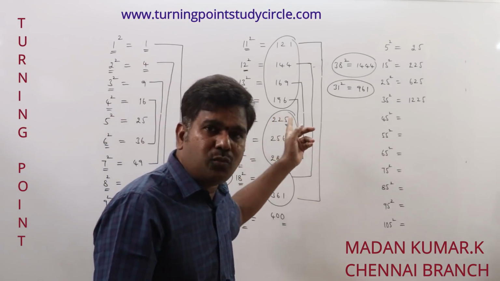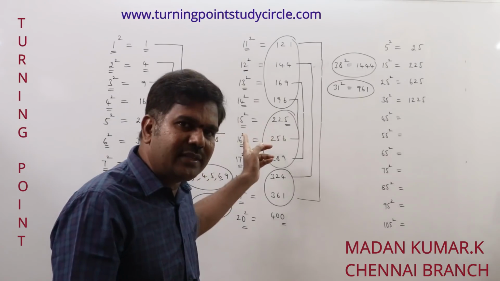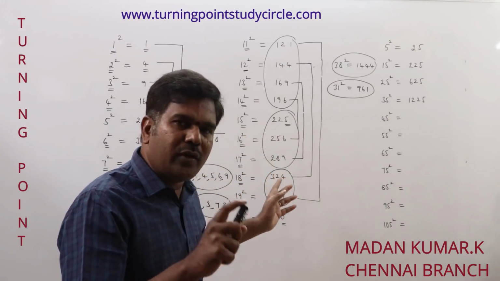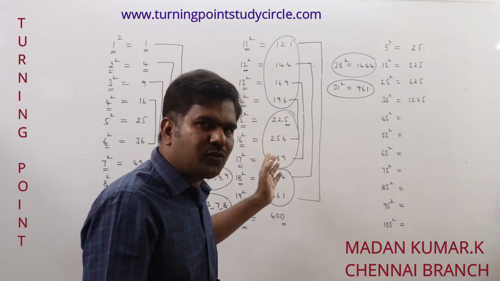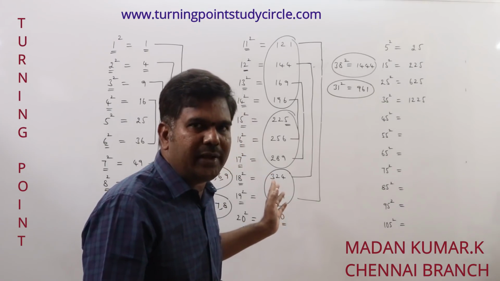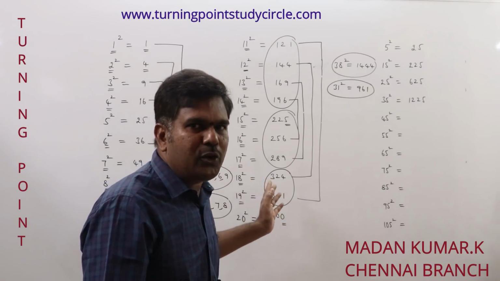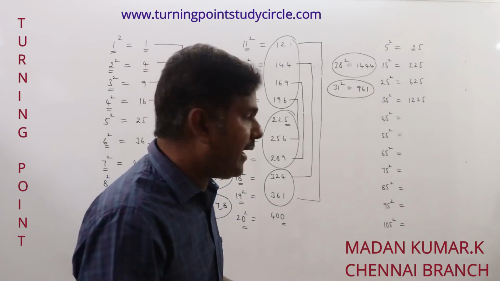And apart from that, what other squares do we have? We remember 12 square is 144, 38 square is 1444, 13 square is 169, reverse 31 square is 961, 14 square is 196, 15 square is 225, 16 square is 256, 17 square is 289, 18 square is 324, 19 square is 361, 20 square is 400, right?